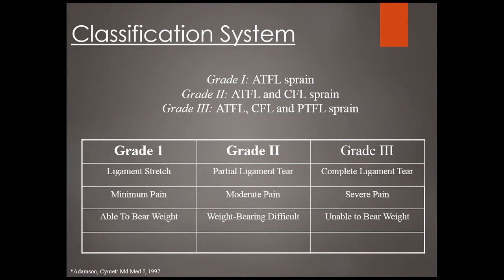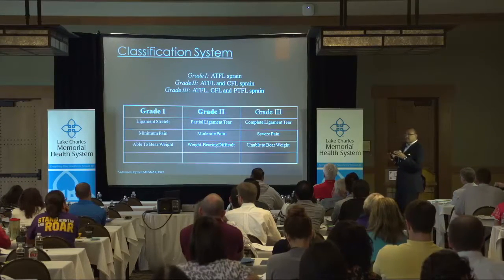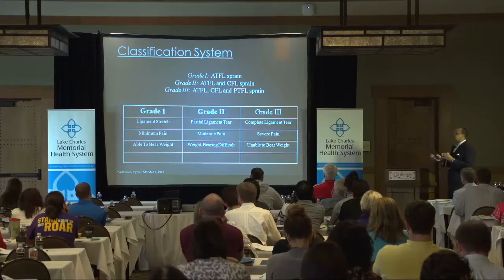Classification systems: grade 1, grade 2, grade 3. I typically use these as follows. A grade 1, I typically associate with an anterior talofibular ligament injury. They're going to recover quicker, under the 4-week realm of the injury. A grade 2, you pretty much say right at 4 weeks, and a grade 3, potentially 4 to 6 weeks.